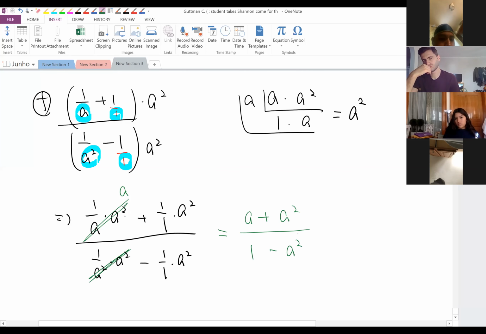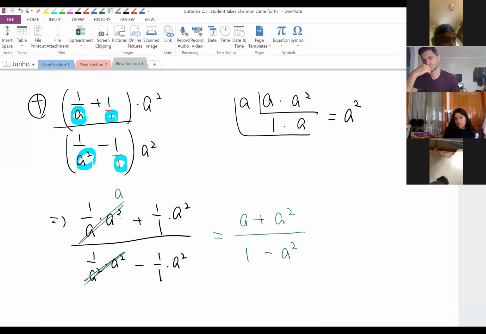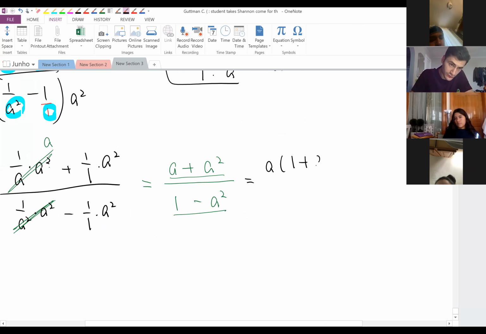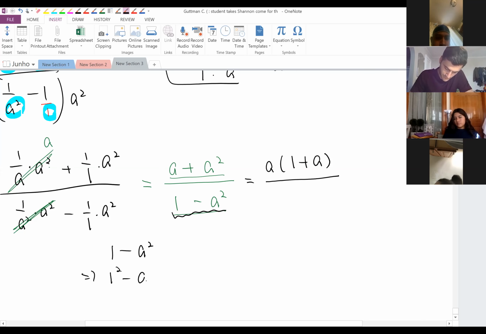I really wish this is our final answer, but there's one more step here, because this is a binomial, also a binomial. So you can do factoring if possible. What's the common factor between a and a squared? A. Then it becomes 1 plus a. Now this one, how to factor out? The greatest power factor is 1, right? Squared, you can rewrite it as 1 squared minus a squared.